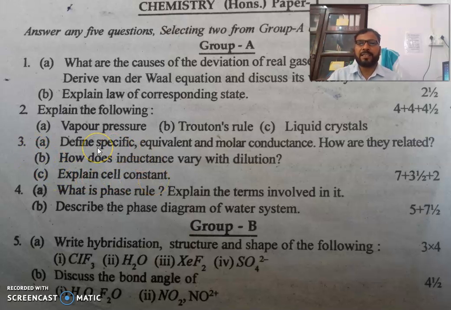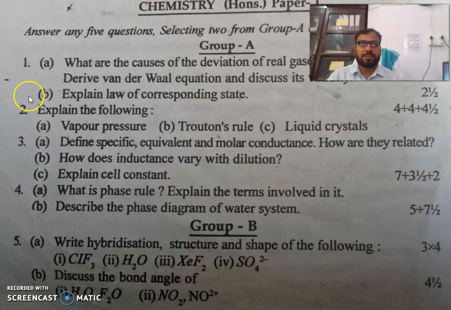So if you define the specific, equivalent and molar conductance, all the 3 terms, and how are they related, if you relate them, then you will get 7 marks. How does conductance vary with dilution? If you discuss this point, then you will get 3.5. And you have to explain cell constant, then you will get 2 marks.